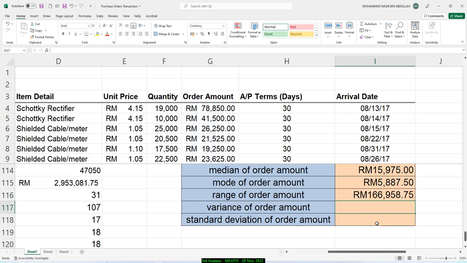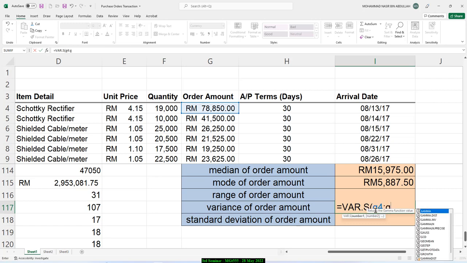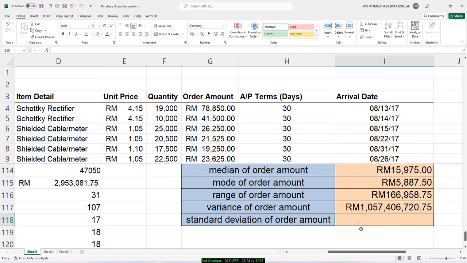Alright. The next one is variance. We just type variance. So kalau kita type VAR dekat sini, dia akan keluar drop down banyak sangat. Kita ambil var.s. Maksudnya kita nak for sample. Var.s G4 until G110 lah. So kita akan dapat variance. So variance dia besar sikit, kena tarik keluar. Okay. 1 million. This is billion already. 1 billion.